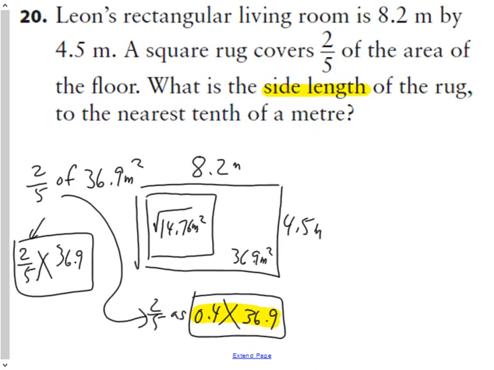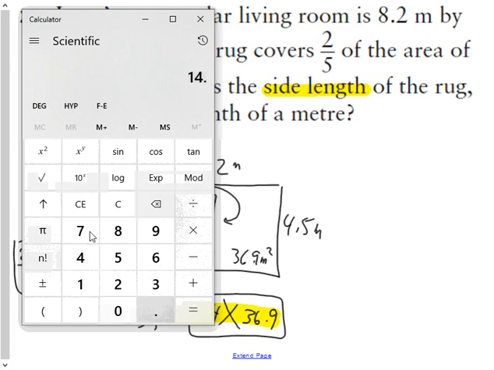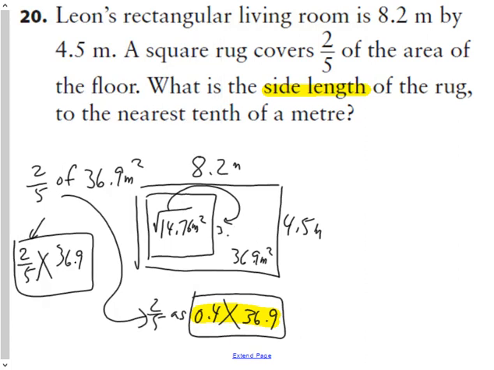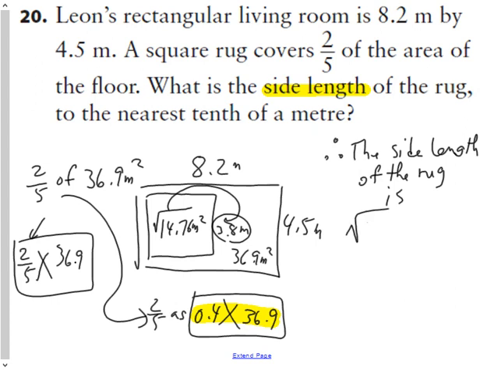So since the area is that, the square root of 14.76 will be the side length. Grab my calculator. 14.76 square root is roughly 3.8. So therefore, here's your final answer. Therefore, the side length of the rug is exactly the square root of 14.76, or approximately equal to 3.8 meters.